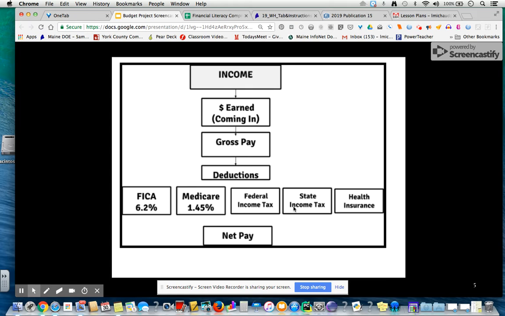Then you have federal and state income tax. Amounts withdrawn for that depend upon your wages, your marital status, and the number of withholding allowances that you claim. This is the number of people you are financially responsible for. And then, if you are lucky, your employer will pay part of your health insurance and you'll pay your portion. So, when you start out with gross pay, you subtract all of these deductions and you'll end up with net pay.